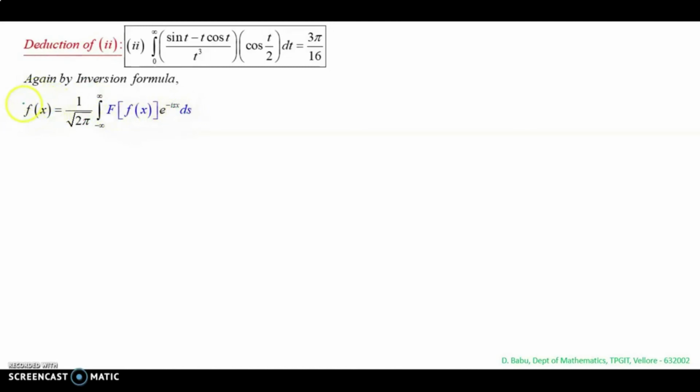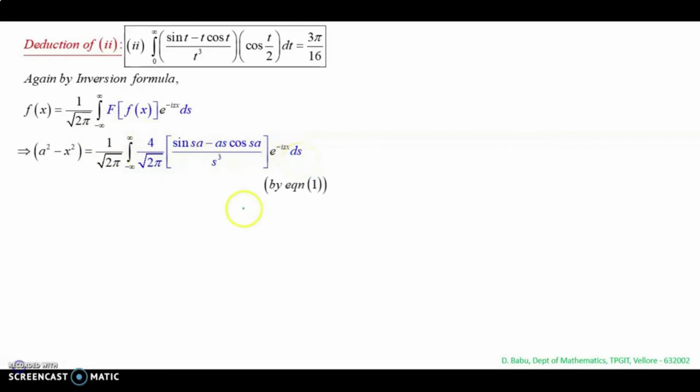So what is f of x? A square minus x square. What is the Fourier transform of f of x? Which is given in equation 1. This implies a square minus x square equal to 1 divided by square root of 2 pi, integral from minus infinity to plus infinity of 4 divided by square root of 2 pi, times (sin sa minus as cos sa) divided by s cube, times e power minus isx into ds.